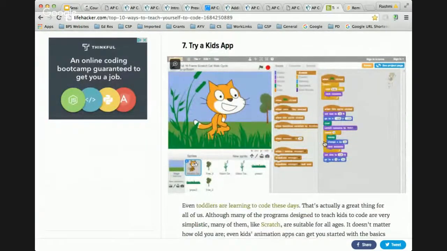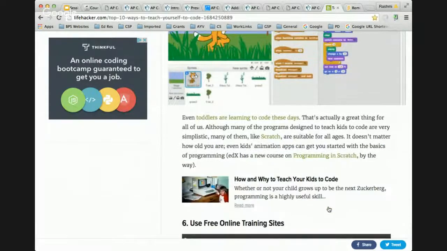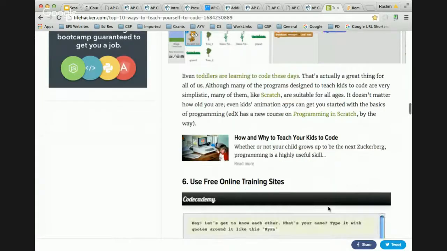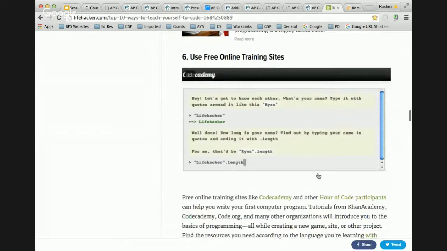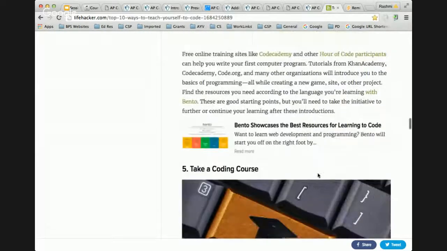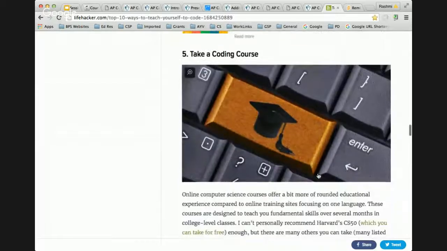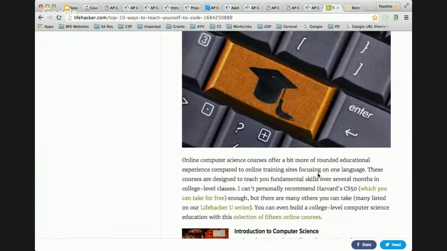Definitely try kid apps. When we say that, it's work with Scratch, work with some applications, and learn the fundamentals of programming. Scratch is based on C, which is a procedural language, quite a bit different from an object-oriented language, but it gives you the fundamentals of how you should be approaching algorithm design. There are free training sites. People recommend taking a coding course if you feel like it.